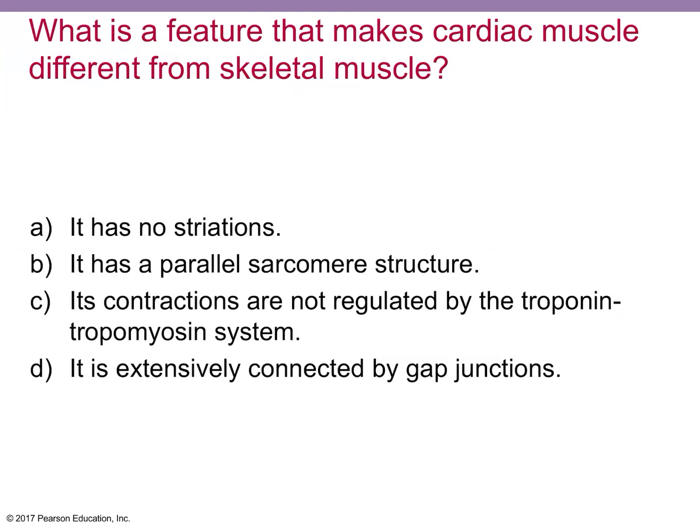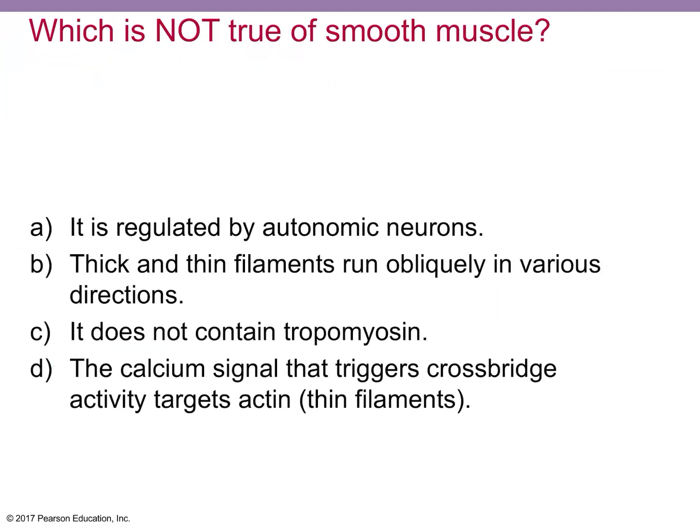And some questions before we end this. What is a feature that makes cardiac muscle different from skeletal muscle? All right, so what's the answer here? It's D, right? Because skeletal muscle doesn't have gap junctions, but cardiac muscle does. Which is not true of smooth muscle.